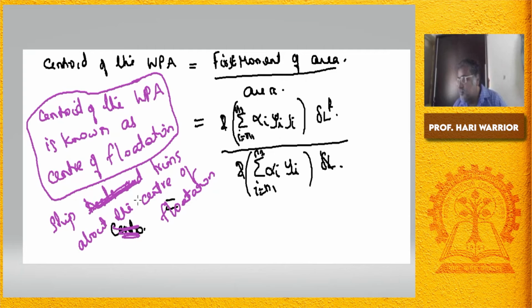That we'll come to. So this is basically the importance of the center of flotation, because whenever the ship is about to trim, it trims about the center of flotation. It doesn't trim about the midship. The ship doesn't trim about the midship. It doesn't trim about the center of gravity. It doesn't trim about the center of buoyancy. It trims about the center of flotation. Okay, so that is how it works.